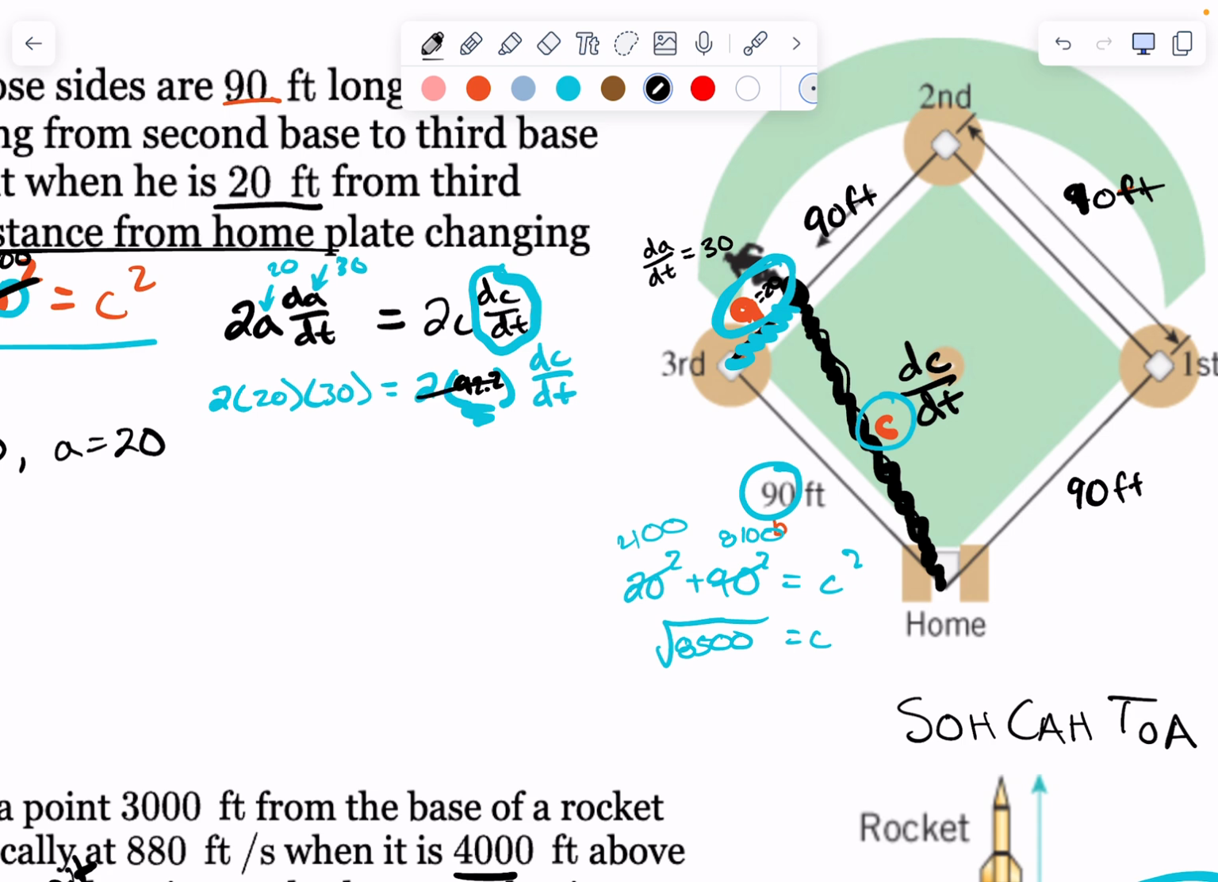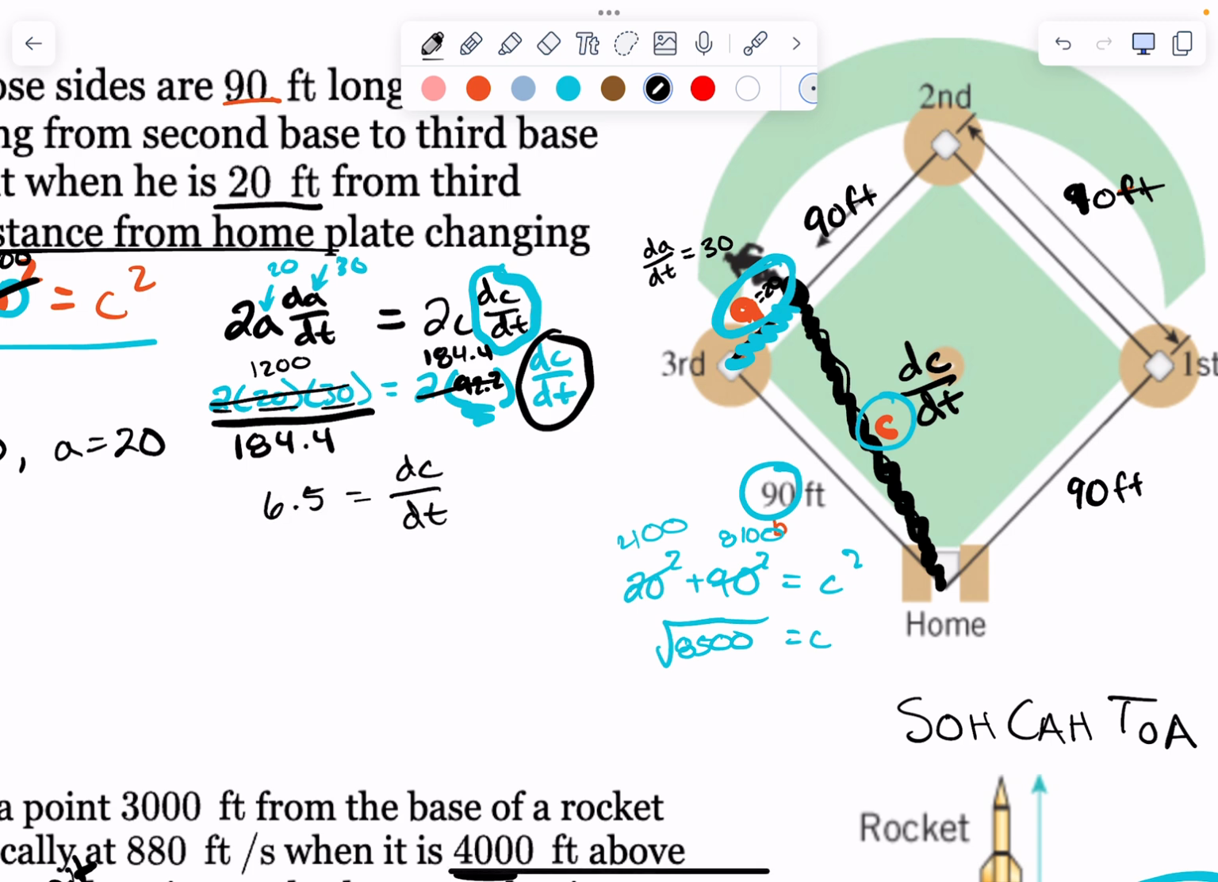If we take that times 2 on this side, that is 184.4. If I'm trying to solve for dc/dt, I'm going to divide the whole thing by 184.4. We said 2 times 20 times 30 was 1200, divided by 184.4, which is 6.5. And that is what dc/dt is. dc/dt is the rate at which c changes with respect to time. C is in feet and time is in seconds, so feet per second.